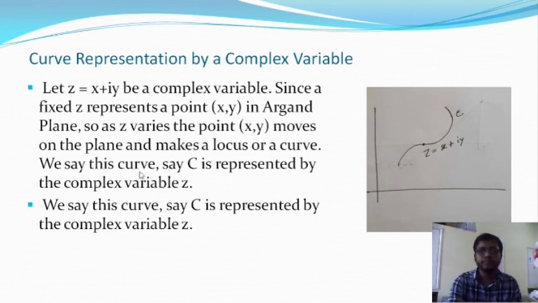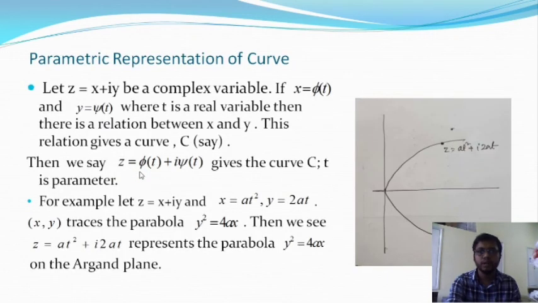Okay, next we are going to talk about the parametric representation of a curve. In this section there is a picture, and this picture is basically of the parabolic curve. So let z is equal to x plus iy be a complex variable, and if we take x is equal to phi of t and y is equal to psi of t, where t is a real variable, then there exists a relation between x and y. This relation gives a curve, say C.